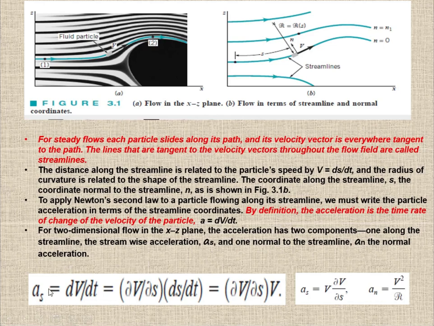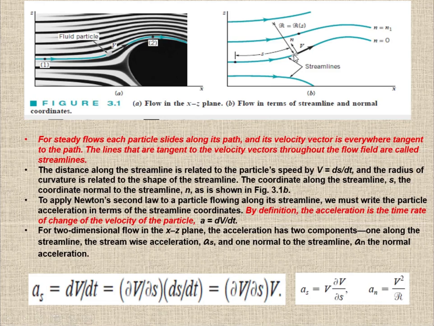So streamline acceleration can be written as dV/dt. If you multiply and divide by ds, it will be dV/ds, the change in velocity with respect to position, multiplied by ds/dt. So ds/dt you can write as V. So this is the component of streamline acceleration, or this is the value of streamline acceleration. Whenever a body is moving along the streamline, the acceleration value will be equal to this.